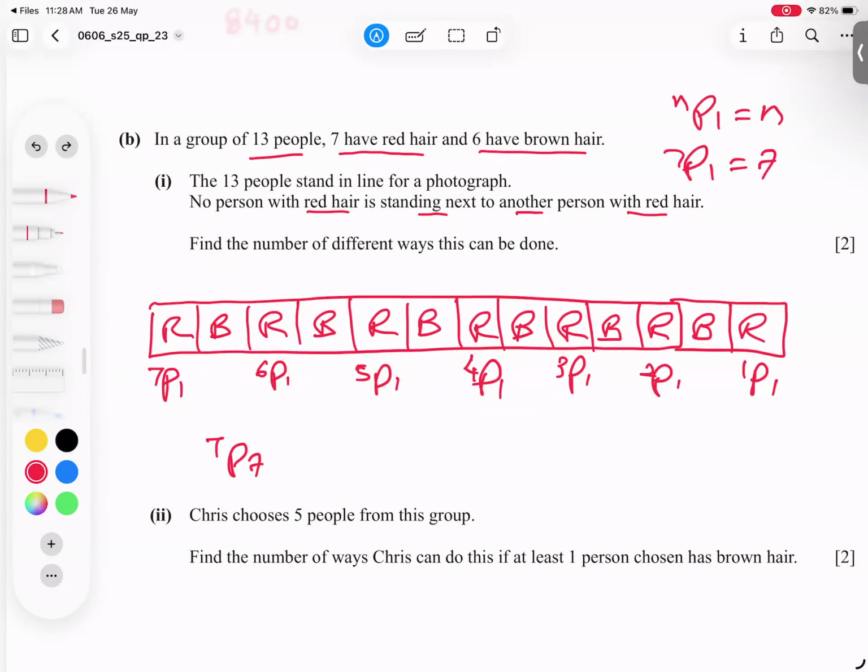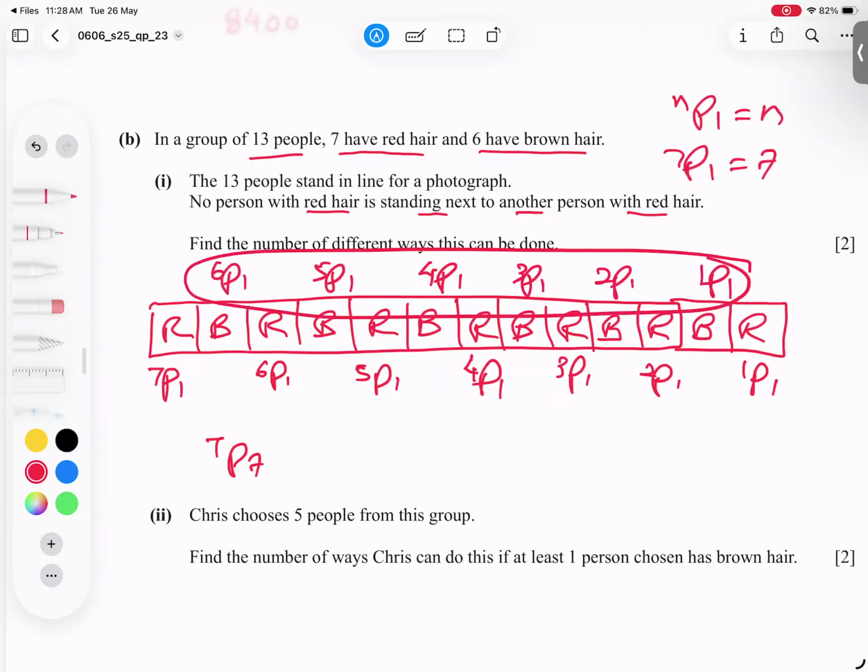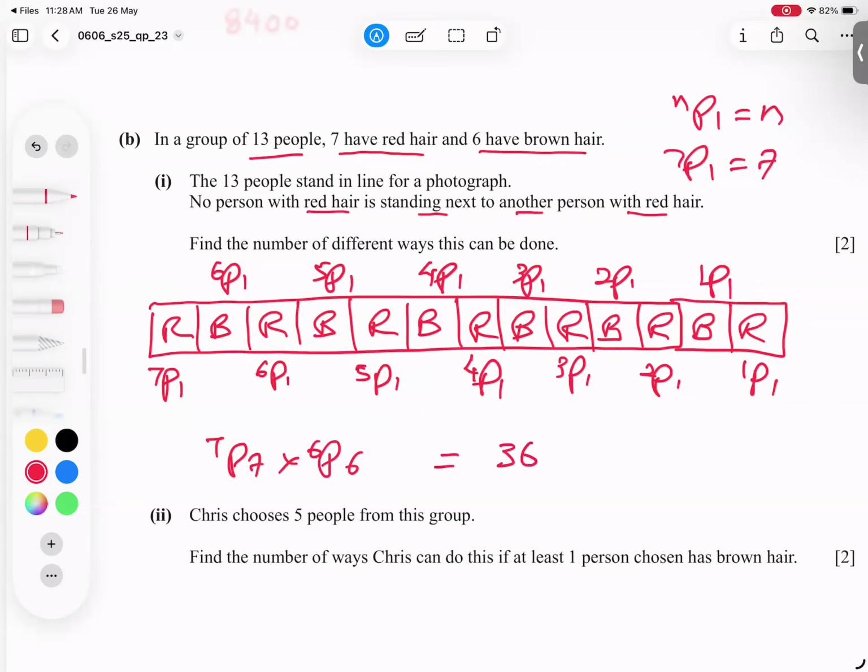And what about the upper part? Brown. So 6P1, 5P1, 4P1, 3P1, 2P1, and 1P1. No need to waste time on this. Simply say 6P6. And now if you check, the answer comes to 362880. I hope the point is clear.